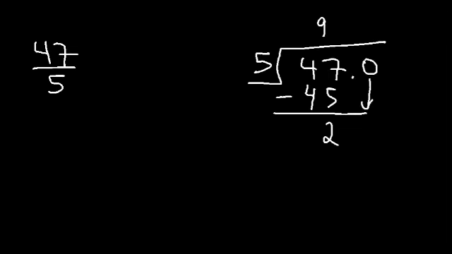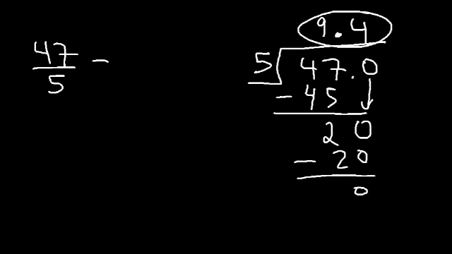So we need to add a decimal point since we don't have a remainder of 0. And we got to add a 0 here as well. Now 5 goes into 20 4 times. So we therefore get 9.4.